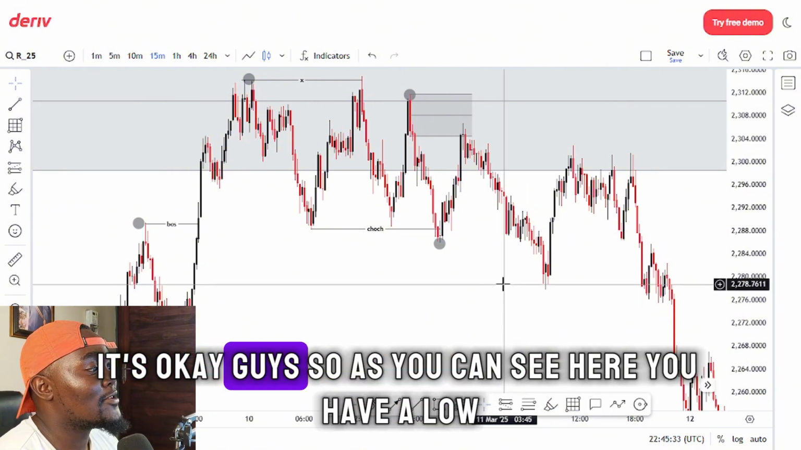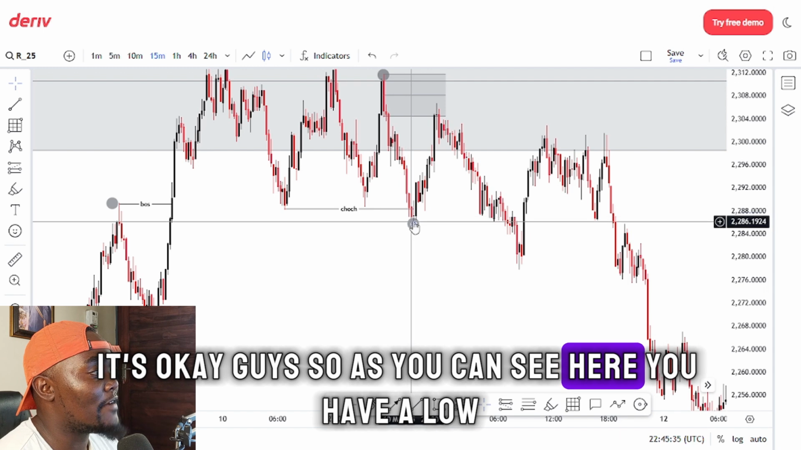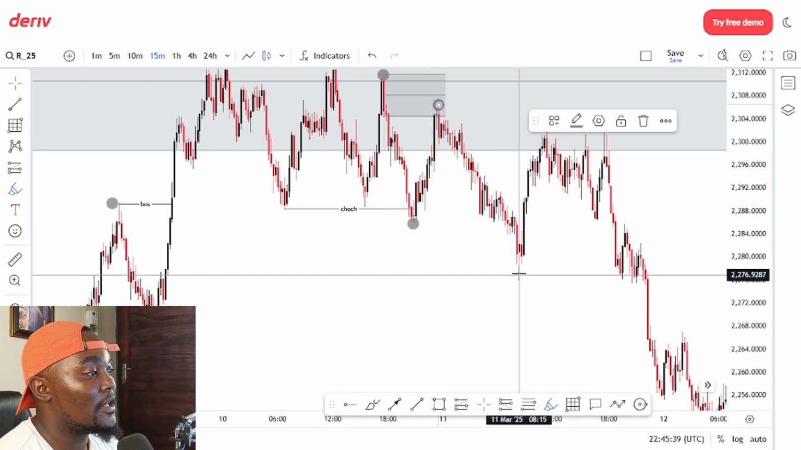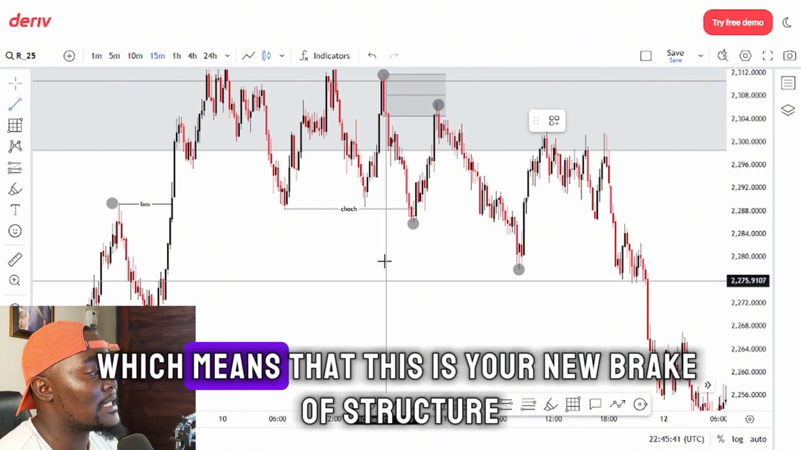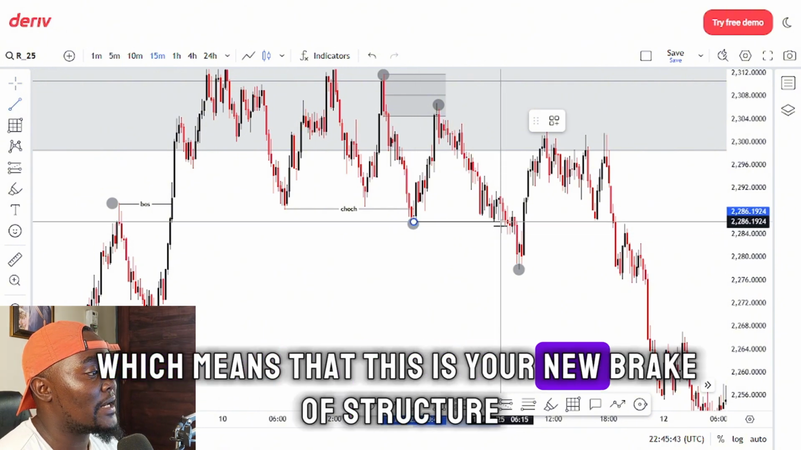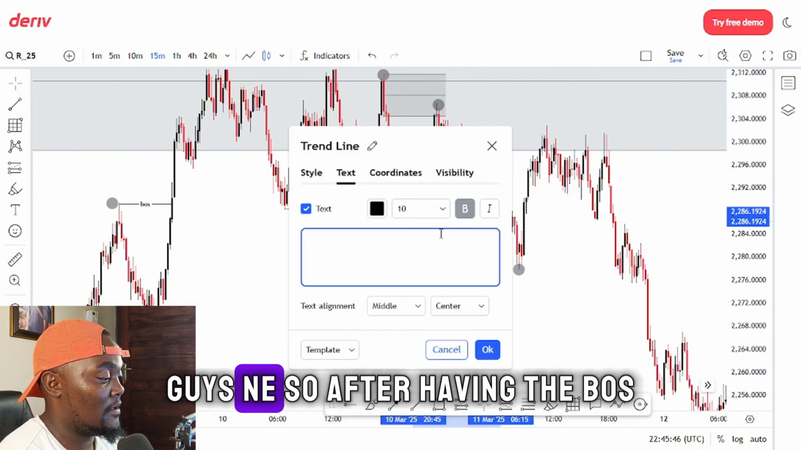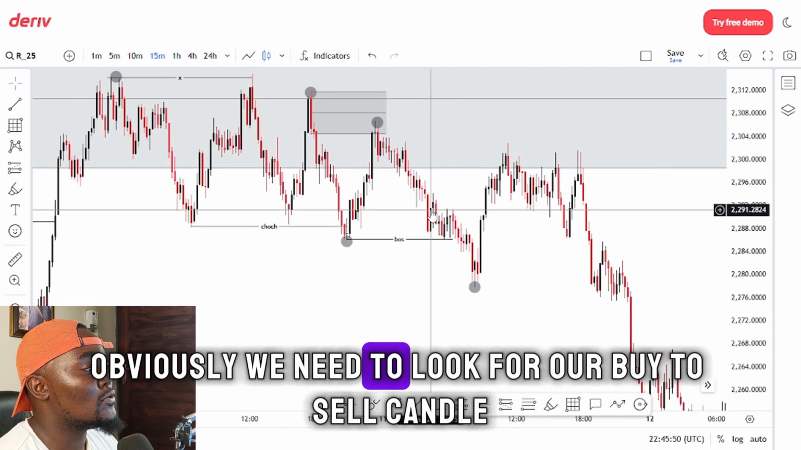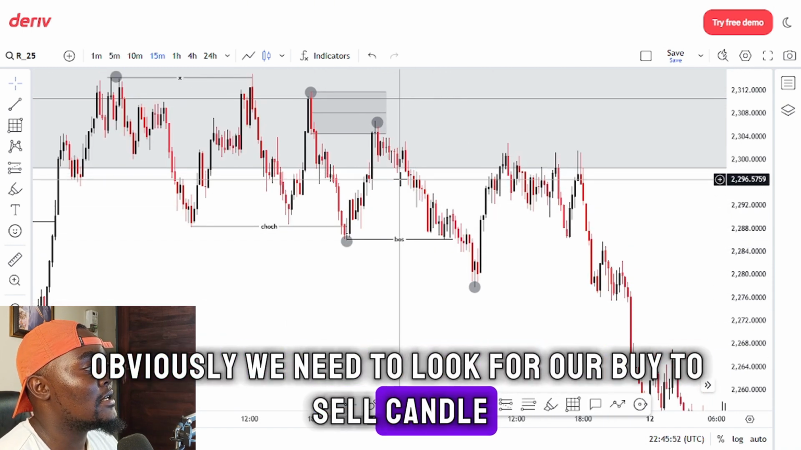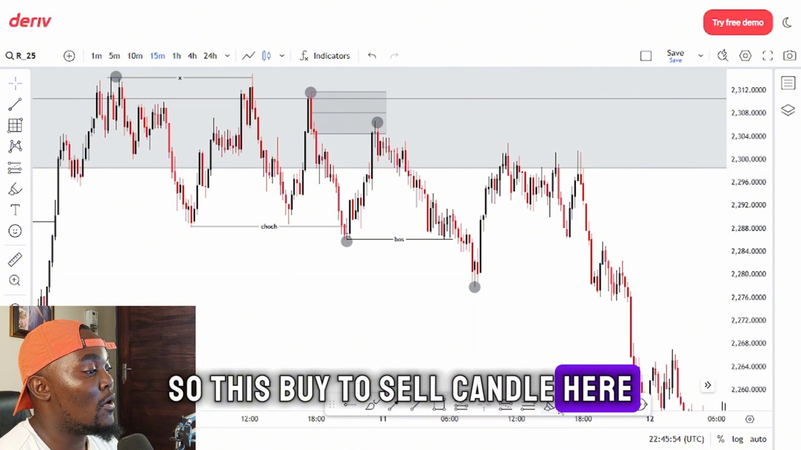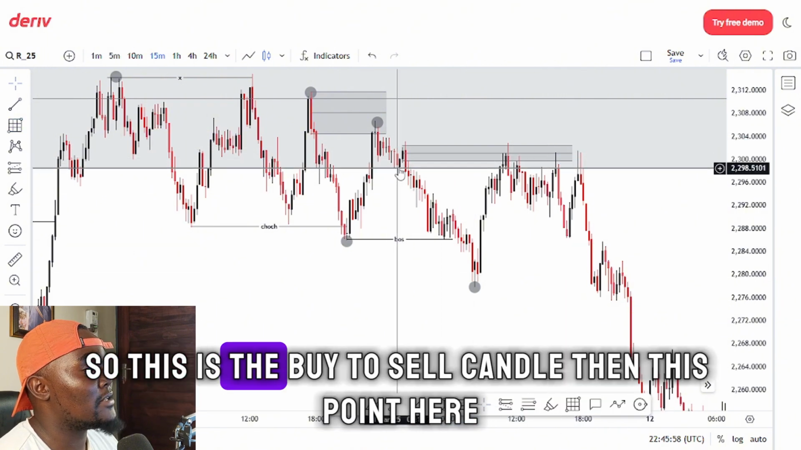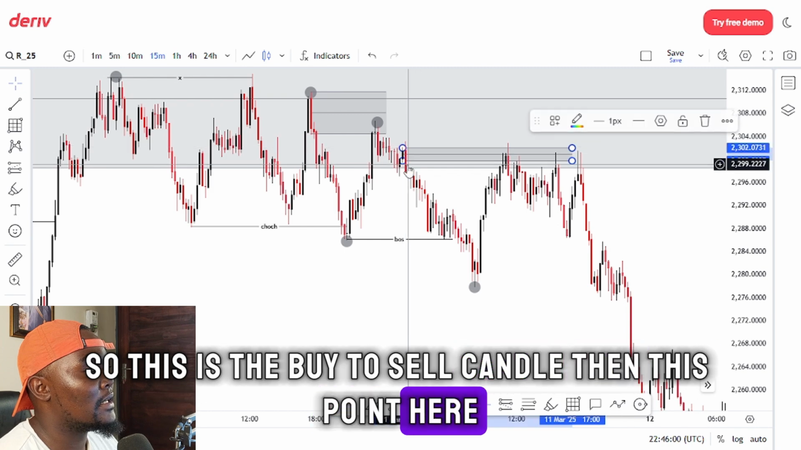Okay, guys. As you can see here, we have a low, then you have your lower high within this point, then you have your lower low, which means that this is your new break of structure, guys. Now, after having the BOS, obviously we need to look for our buy to sell candle. This buy to sell candle here was obviously the area of interest. So this is the buy to sell candle within this point here.